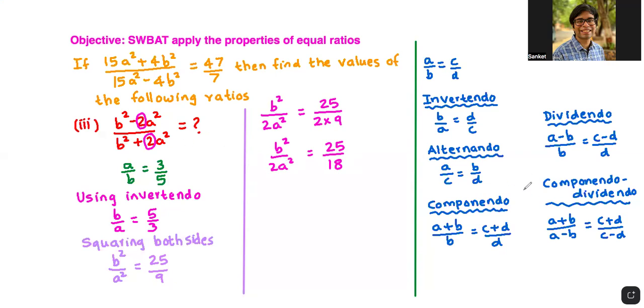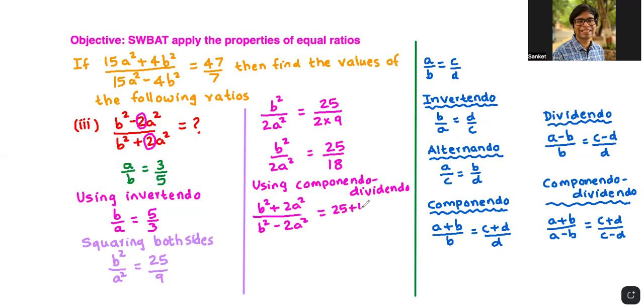Now I'm all set to use componendo dividendo. So using componendo dividendo, I get (b² + 2a²) upon (b² − 2a²) is equal to (25 + 18) upon (25 − 18), that is 43 upon 7.